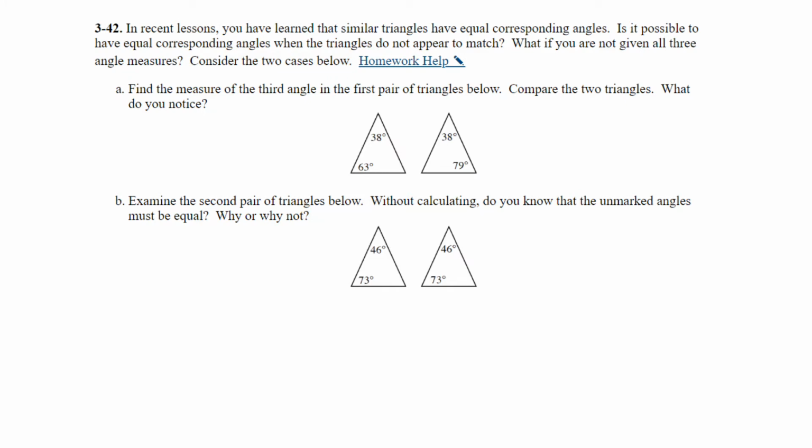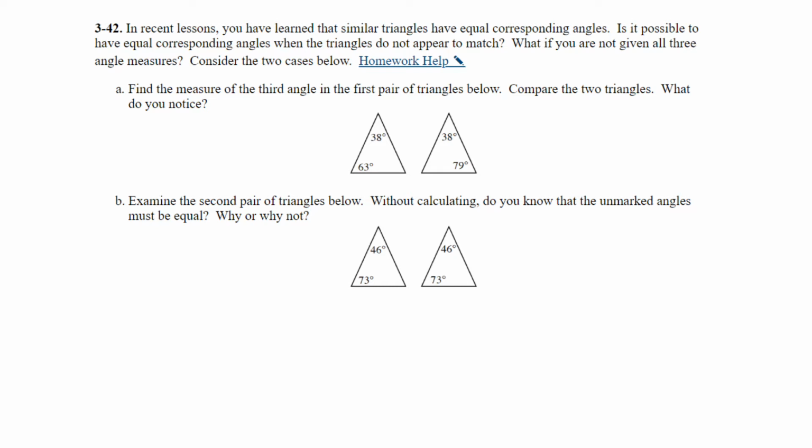Question 42. In recent lessons, you have learned that similar triangles have equal corresponding angles. Is it possible to have equal corresponding angles when the triangles do not appear to match? What if you are not given all 3 angle measures? Consider the 2 cases below.